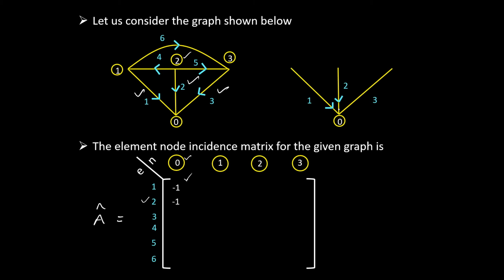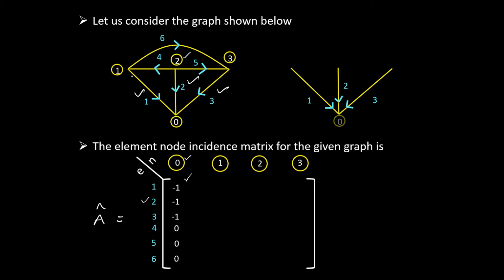Now coming to the third transmission line, the direction of the third transmission line is also towards the 0 node. So this value also carries -1. And only 1, 2, 3 are incident to the 0 node. The remaining transmission lines, that is 4, 5, 6, are not connected to the 0 node at all. So the 4, 5, 6 values will be represented by 0. Now we have finished node 0.